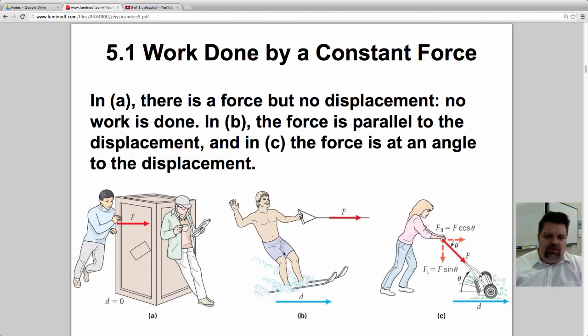In example B, the force is a pull, right? Remember, a force is a push or a pull. So we have a pull that is parallel to the displacement, so work is being done in example B. Now in example C, this young lady is pushing on a lawnmower, but she's pushing at an angle. If you split the force vector into vertical and horizontal components, we notice that the horizontal component is parallel to the displacement of the lawnmower. So there we would calculate it by the magnitude of the force times cosine of theta.